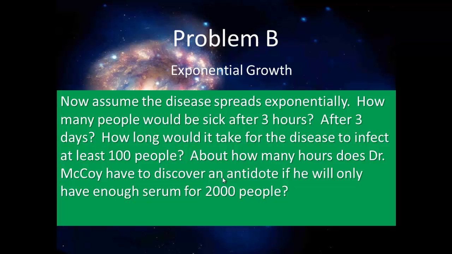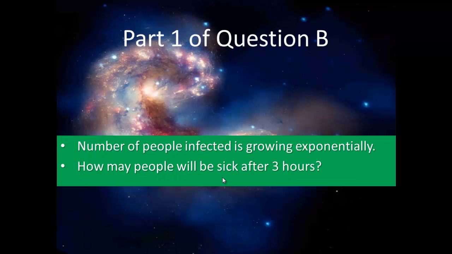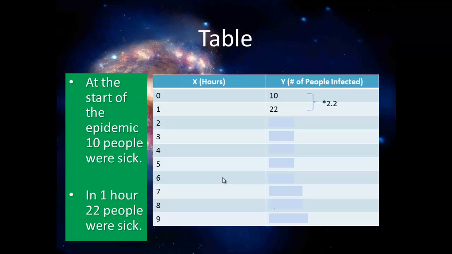So let's break this problem down because this is a lot of information that is being asked for. Part 1 of question B states, number of people infected is growing exponentially. And it asks, how many people will be sick after 3 hours? At the beginning of the problem, we were given the information that at the start of the epidemic, 10 people were sick. And then within 1 hour, 22 people were sick.